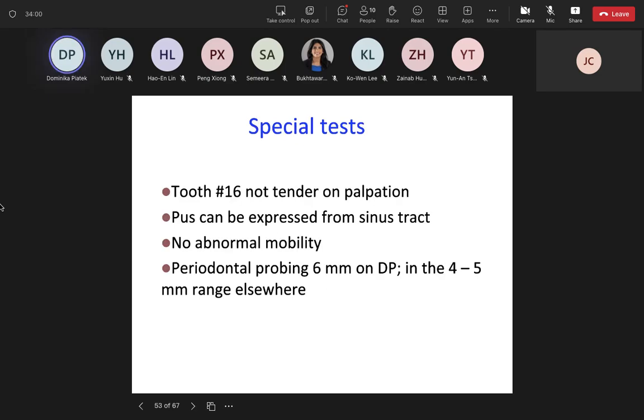And the special tests that we can perform: this tooth is not tender to palpation. Pus can be expressed from the sinus tract. We cannot see abnormal mobility. Periodontal probing gives us the information that we have 6 millimeters, and it is in the 4 up to 5 millimeter range elsewhere. That was distal palatal.